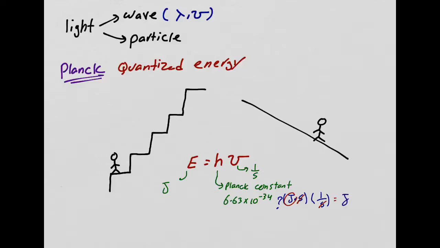So we have this light, it behaves like a wave, it behaves like a particle. We have this quantized energy. Now, things are really good. Now the next scientist that contributed to this was, of course, Einstein.